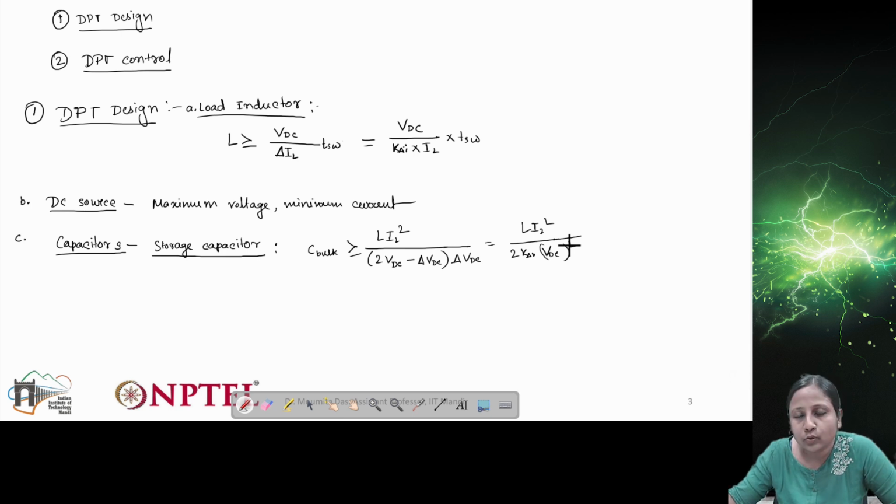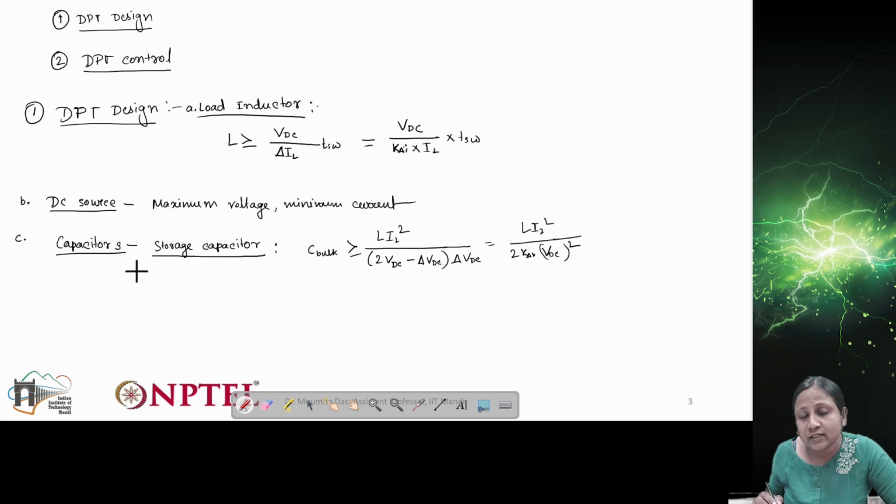Whatever value we get for this bulk capacitor, we have to choose a value which should be more than that value. We can choose equal to that value, but it is always advisable to select a value more than the calculated value. Now this is with respect to the storage capacitor, or the bulk capacitor. It is responsible for providing the required current to the inductor.